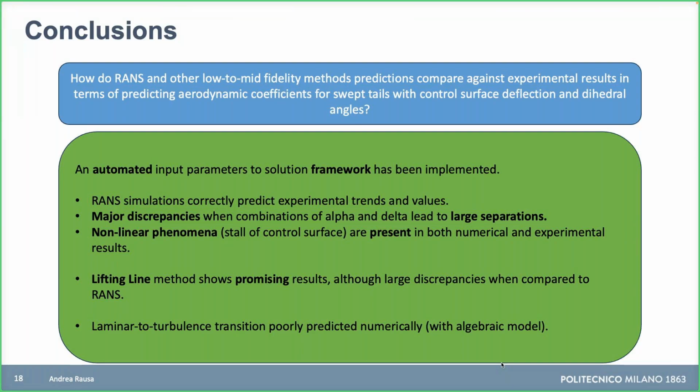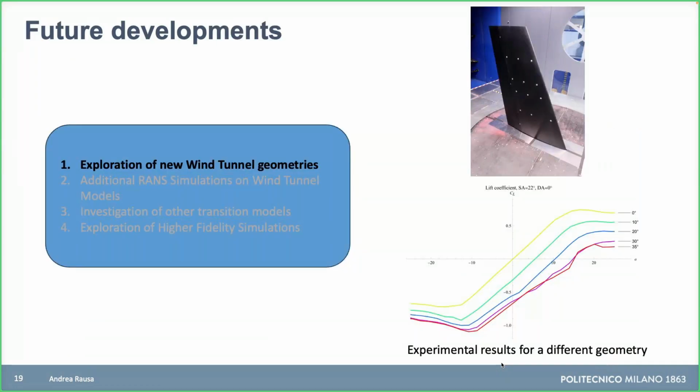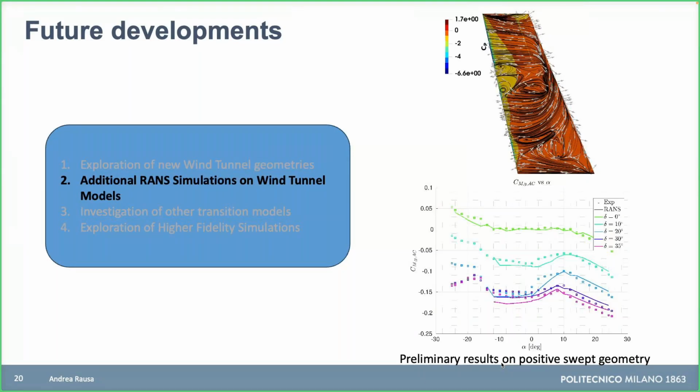But for sure, further improvements in this direction can be made with different models. So as future developments, there will be an exploration of new wing geometries. So not only 30 degrees of sweep angle, but also positive, also negative, and also lower aspect ratio wings.